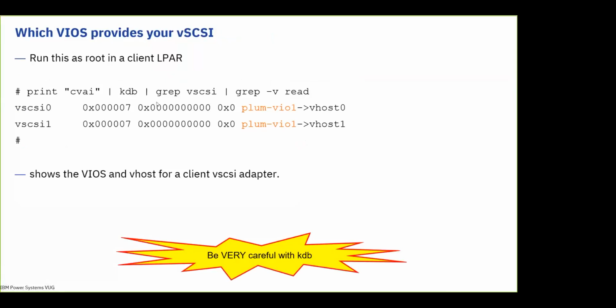So this is a VIO server, but I've run oem_setup_env to become root. And there's a facility called KDB in AIX, which is the kernel debugger. So effectively what we're doing here is echoing cvai into KDB, the kernel debugger, and then grepping the output for vSCSI. And we're getting rid of some stuff with the grep -v. And you can see here that vscsi0 comes from VIO server, in this case called plum-VIO1, and it maps to vhost0. And similarly, information for vscsi1.